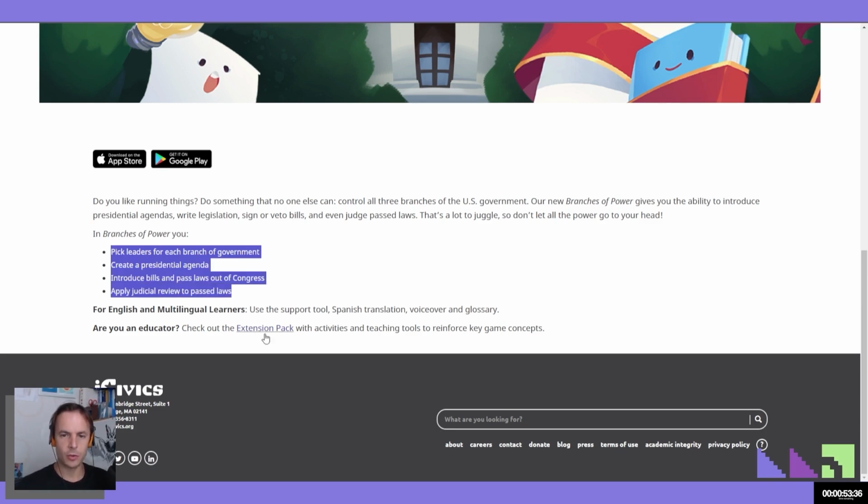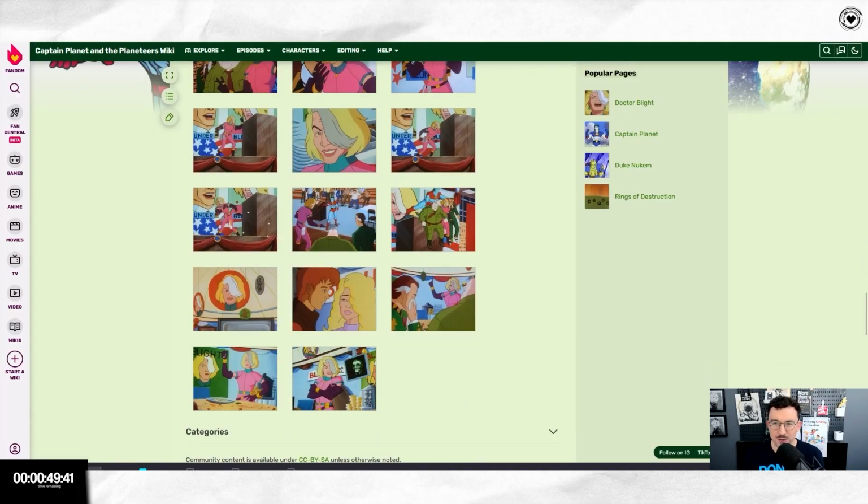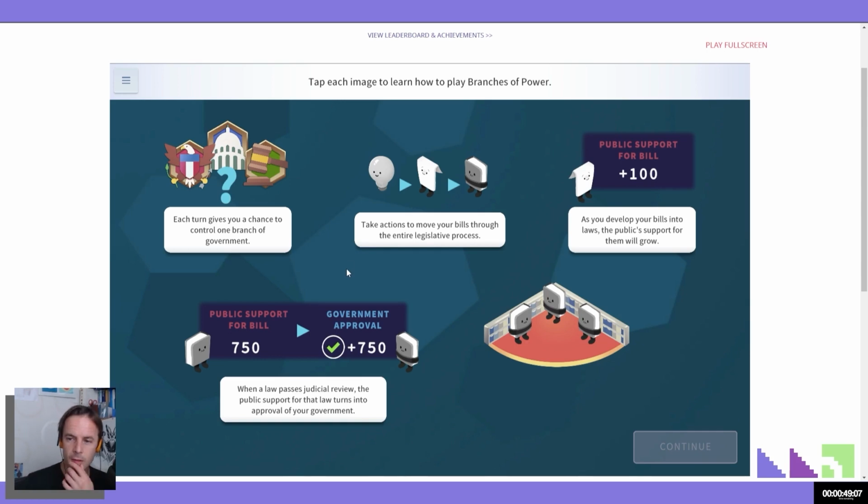Okay, so I think doing something like this... Okay, well that was not a useful track to go down. Support for that law turns into approval of your government. Wow, okay, I'm learning a lot here.